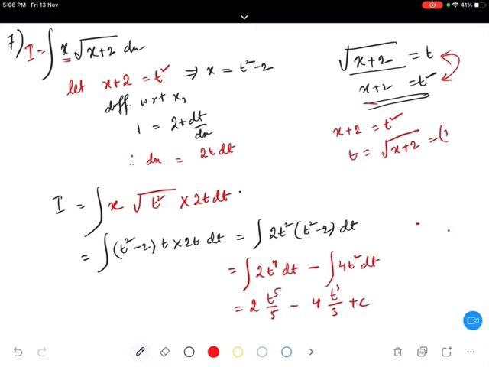And that is actually what? x plus 2 to the power 1 by 2. So t is x plus 2 to the power 1 by 2. So t to the power 5 will be what? x plus 2 to the power 5 by 2.